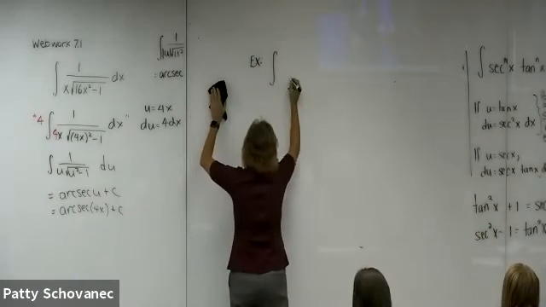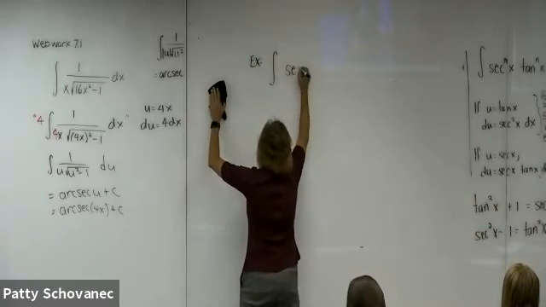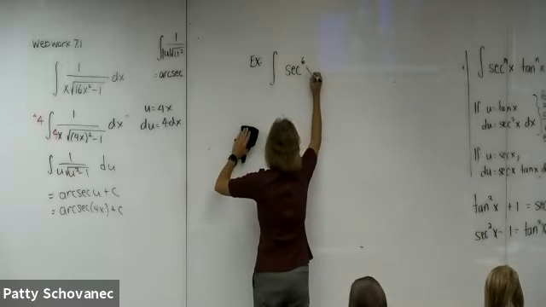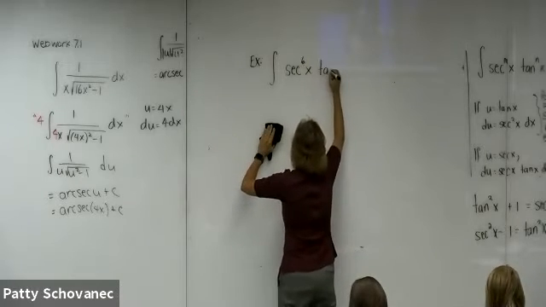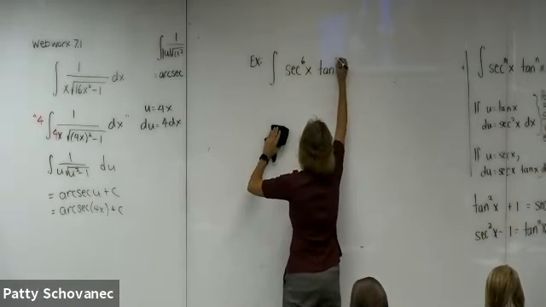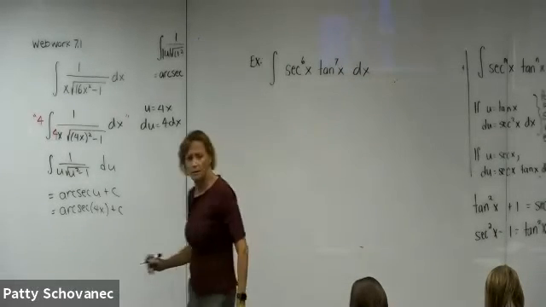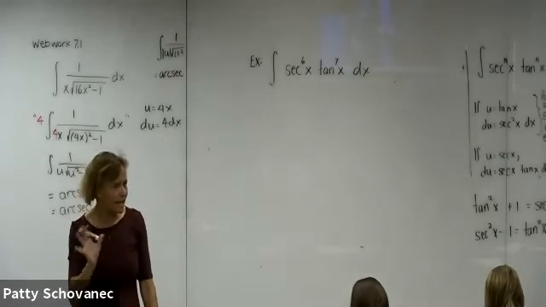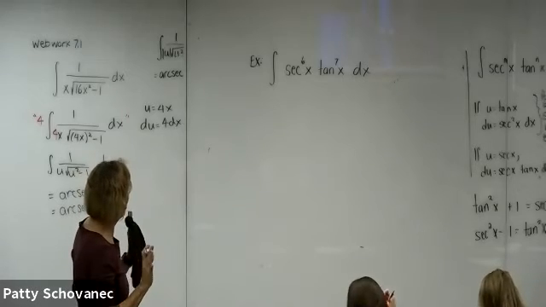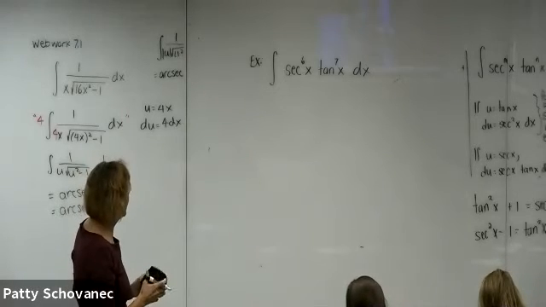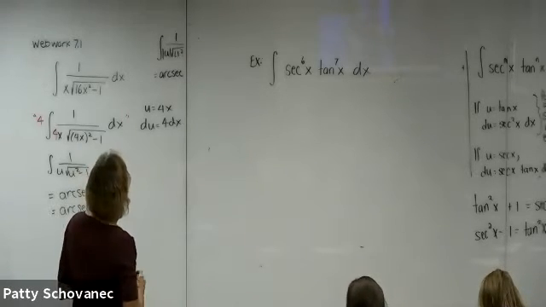So for example, suppose we're integrating secant to the 6th, tangent, pick your favorite number, 7. The power on tangent is irrelevant. The power on secant is what we're looking for here.